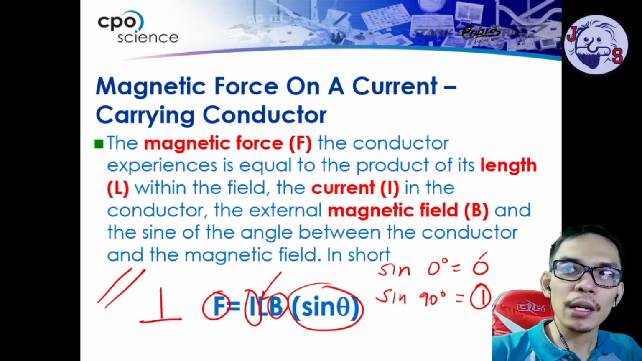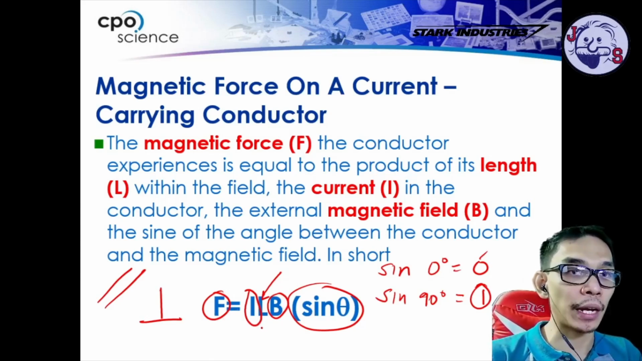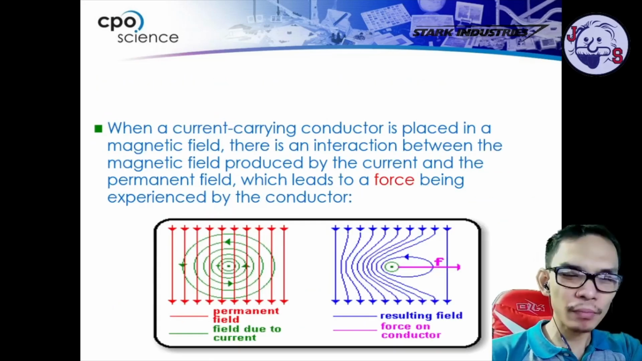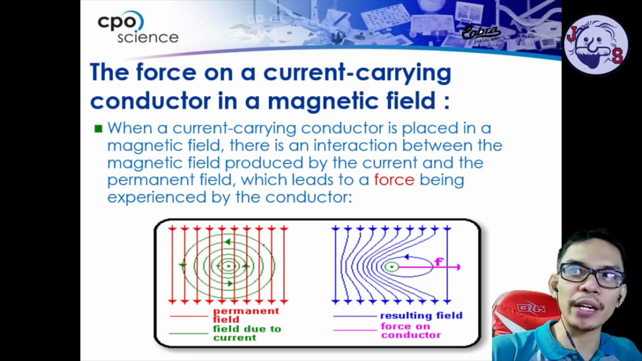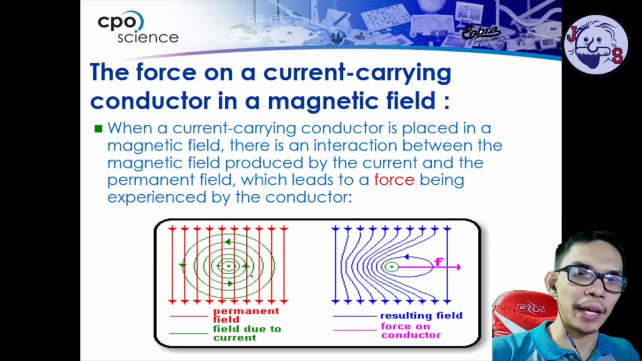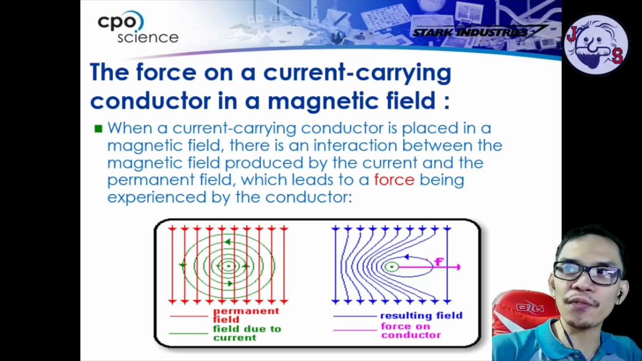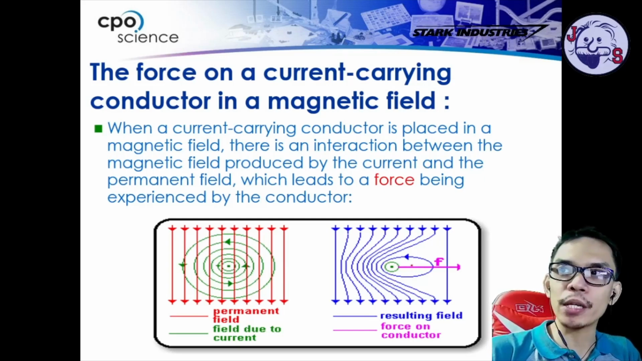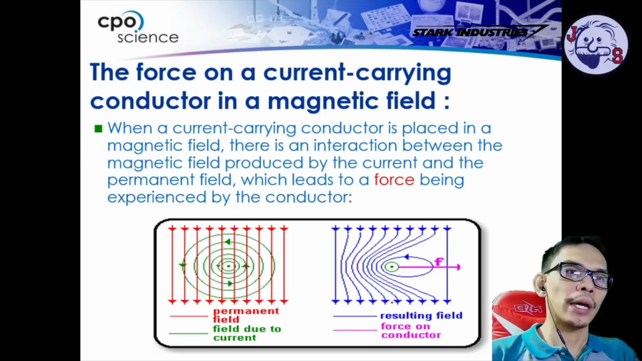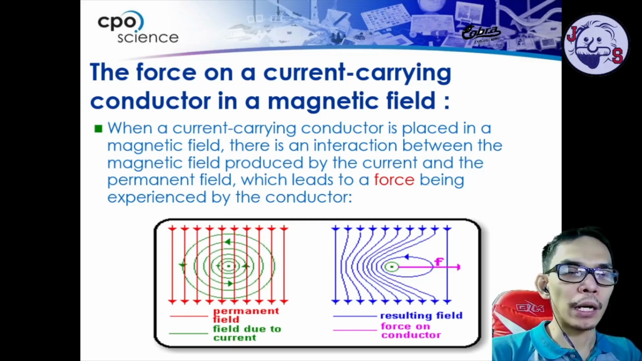These four things that you have right here affect the force experienced by the current carrying conductor. This is how it looks. We have the magnetic field around the current carrying wire in green, and the permanent field in red. Once they interact with each other, the result is a certain force that will be applied on the conductor. So in this principle, the conductor will move.